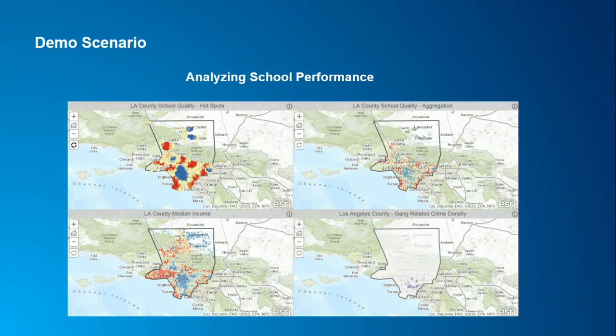So I would like to analyze whether there are any spatial patterns for the schools' performance: other neighborhoods that have consistently high performance schools, and other neighborhoods that have low performing schools, and what could be some possible influences on the school academic performance.